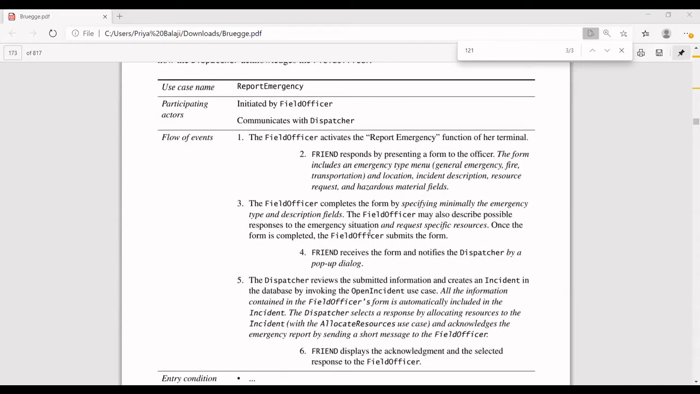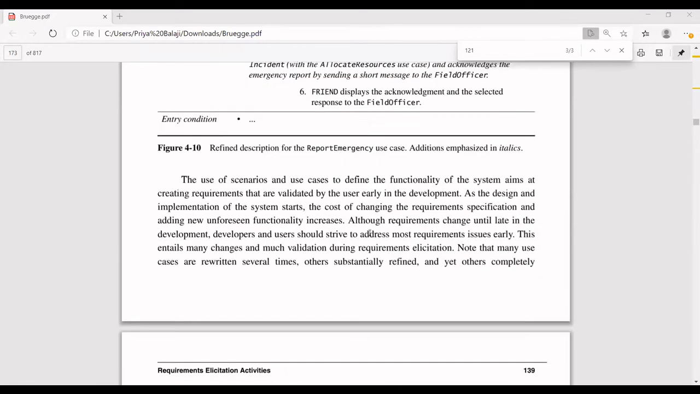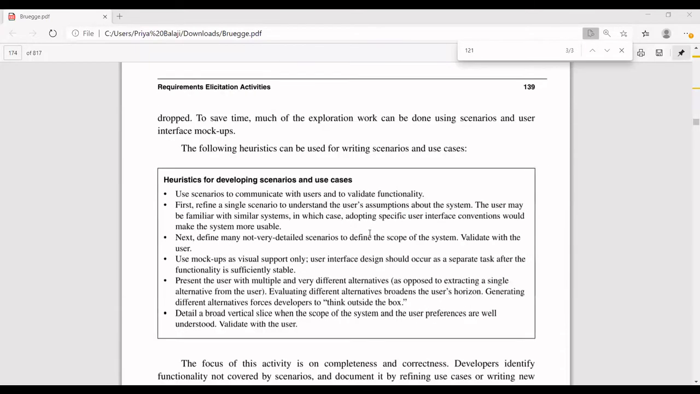So when you want to refine use cases, if you have already included all this information in your use cases, then you don't need refining use cases. But if you want to include complete details, such as how the pop-up menu should be and what options the pop-up menu has, and all this information has to be given to the developer, then you can add it through your refining use cases. Right? So after use cases, you have to go for refining use cases.